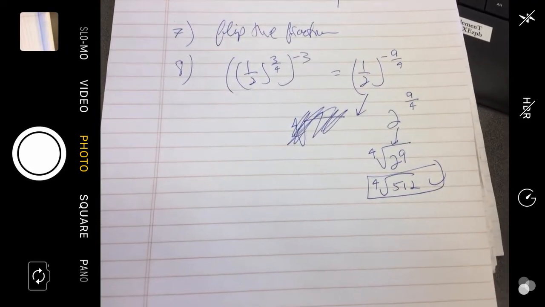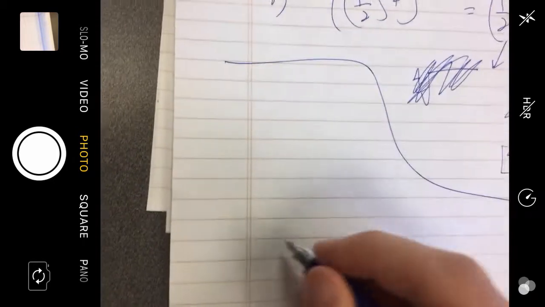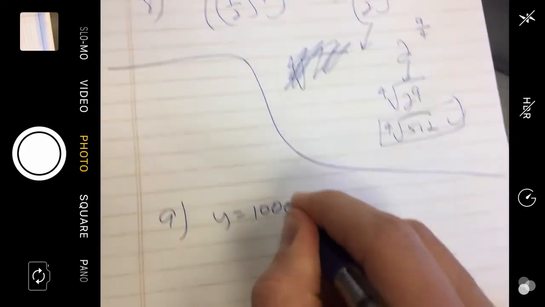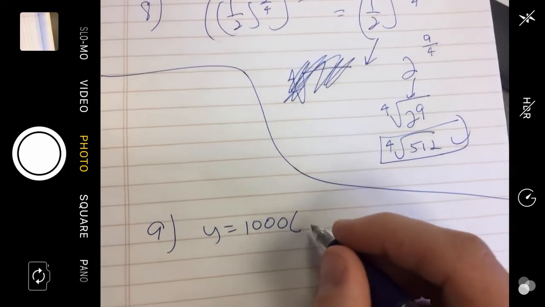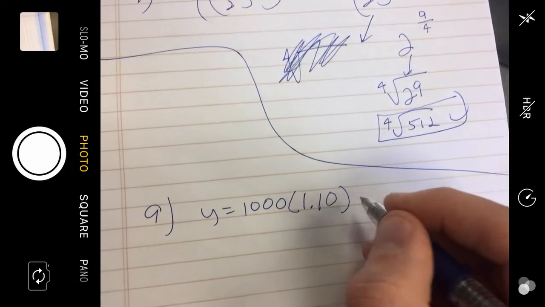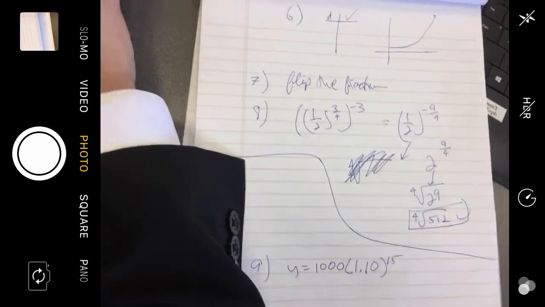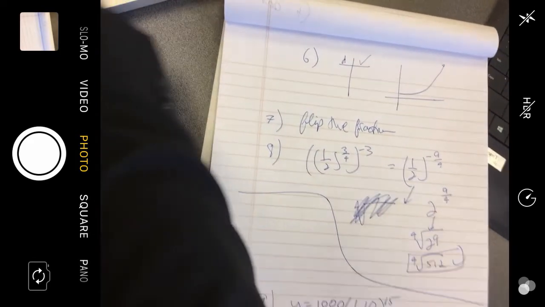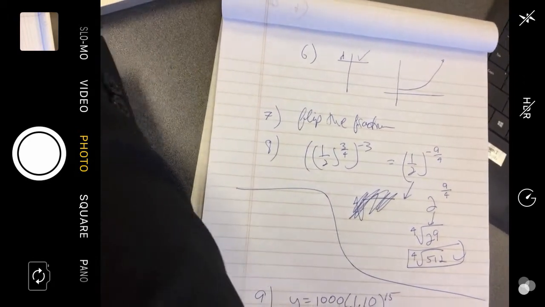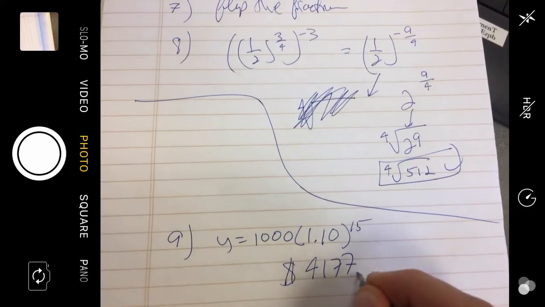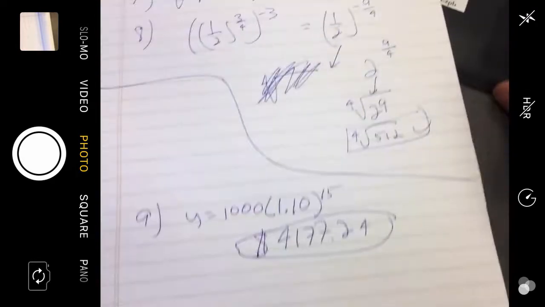Okay, number 9. So number 9, compounding annually, so it's going to be like an exponential. So starting initial of 1,000. He's gaining, so it's going to be 1.1, like that. And it says 15 years later, so I'm just going to go plug that in the calculator, type it in just like it looks here. 1,000 times 1.1 to the 15. That comes out to 4177.4. Cool.